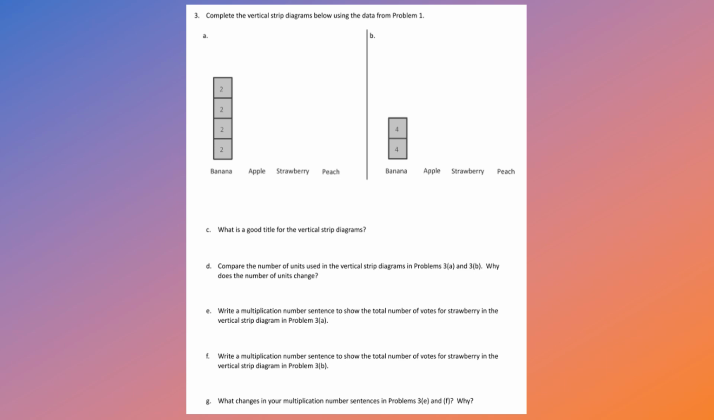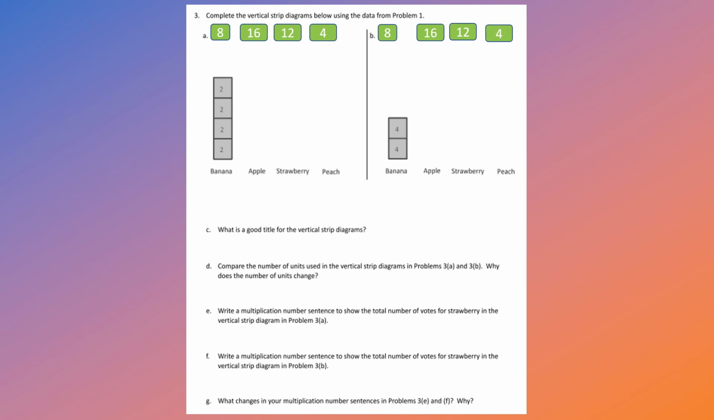Now, I like to write the numbers that I'm supposed to be working with for each category across the top, just as a reminder so that I know what number I'm going to. So I'm going to write the numbers that are supposed to be represented for each fruit across the top on both A and B. So again, there were 8 votes for banana, 16 for apple, 12 for strawberry, and 4 for peach. And I'm going to do the same thing for B. 8 votes for banana, 16 for apple, 12 for strawberry, 4 for peach.